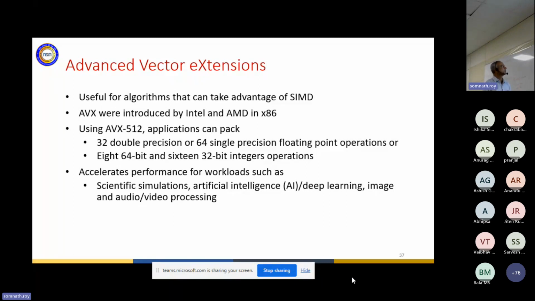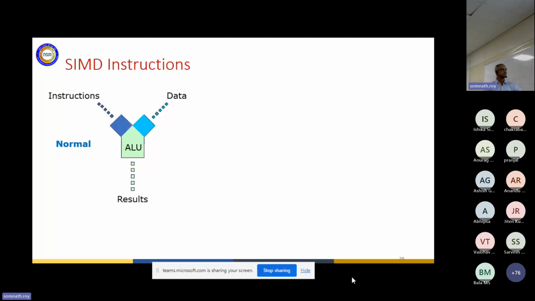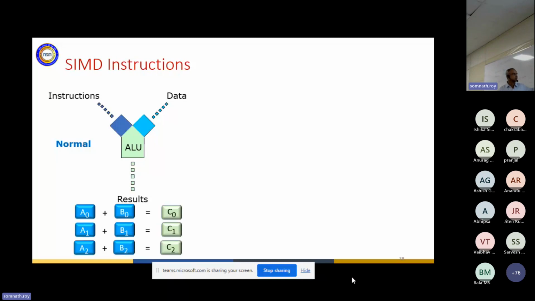I think I should show you that. So this again, same thing. Now suppose you have streaming data on a processor like this. What will you do? You add A0 with B0 to get C0, one instruction. Next instruction, A1 with B1 to get C1. So there are three instructions that are executed in a loop. One takes A0 with B0, another takes A1 with B1, the third takes A2 with B2, and produces the result.